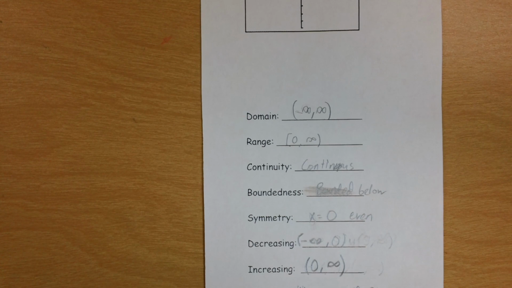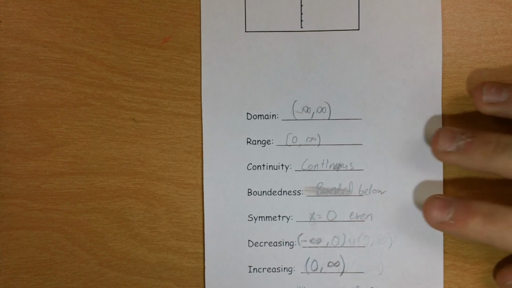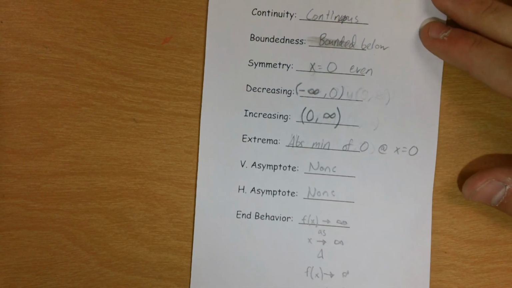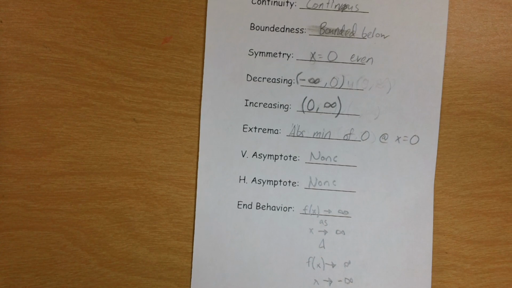For continuity, our equation has no holes, gaps, or jumps, meaning it is continuous. For boundedness, our equation never goes below y equals 0, so it is bounded below. And for symmetry, it's x equals 0, and it is even. It's decreasing from negative infinity to 0. It's increasing from 0 to infinity. There's an absolute minimum at 0. There are no asymptotes, and as x approaches infinity, y approaches infinity, and as x approaches negative infinity, y approaches negative infinity.